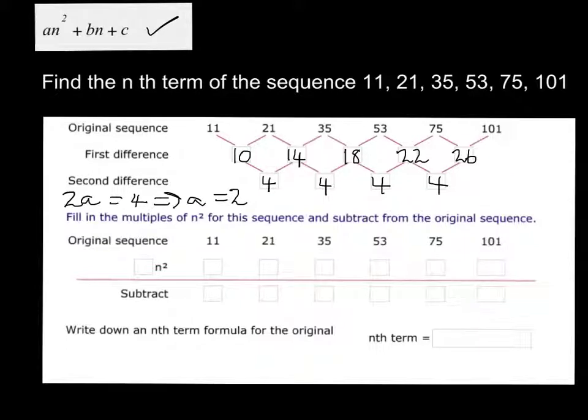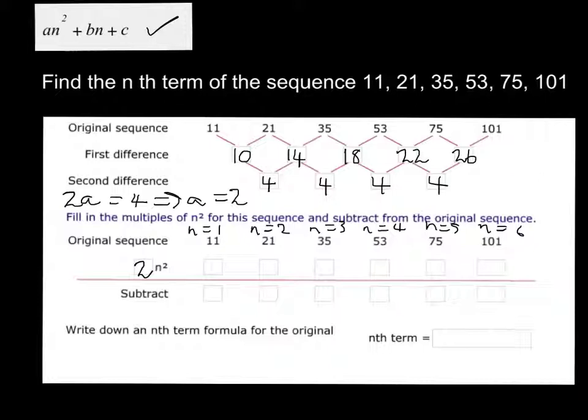At the bottom here, I have the original sequence which was given, and I'm going to take the multiples from the original sequence. We know that a is 2, so we have 2n squared, and we're going to take that away from the original sequence when n is 1, when n is 2, n is 3, n equals 4, n equals 5, and when n equals 6.